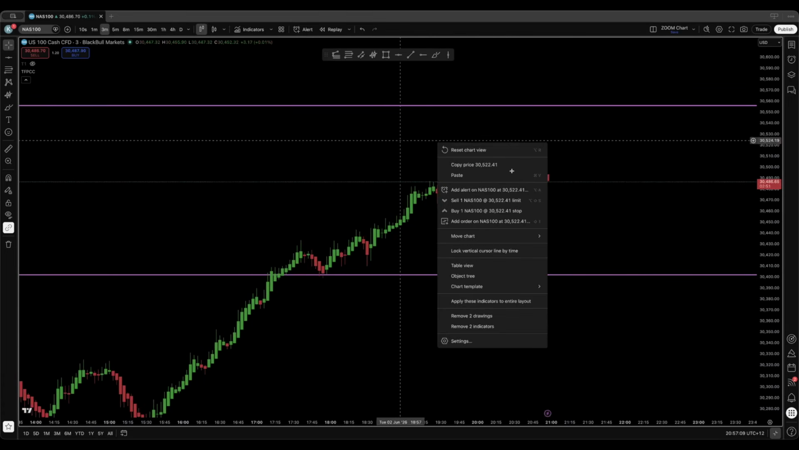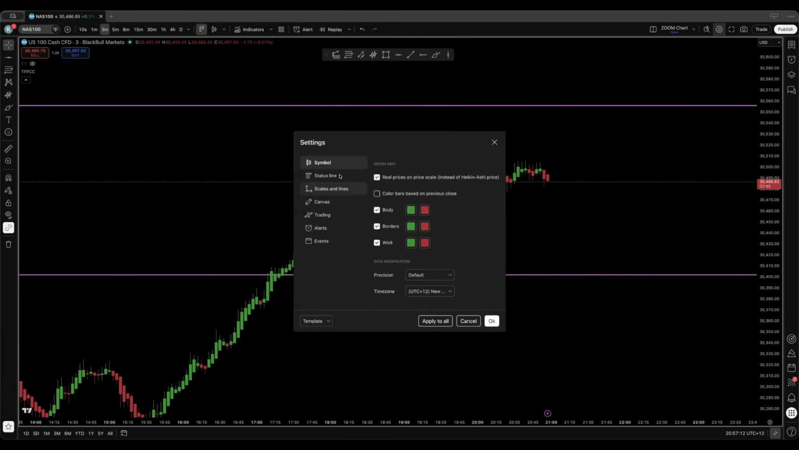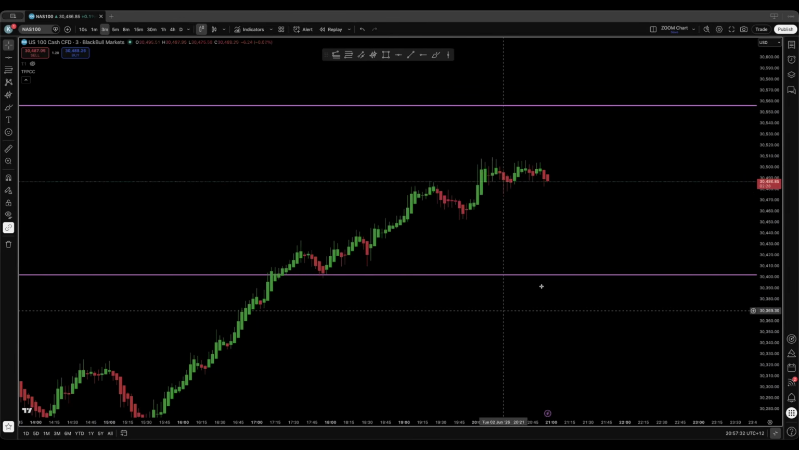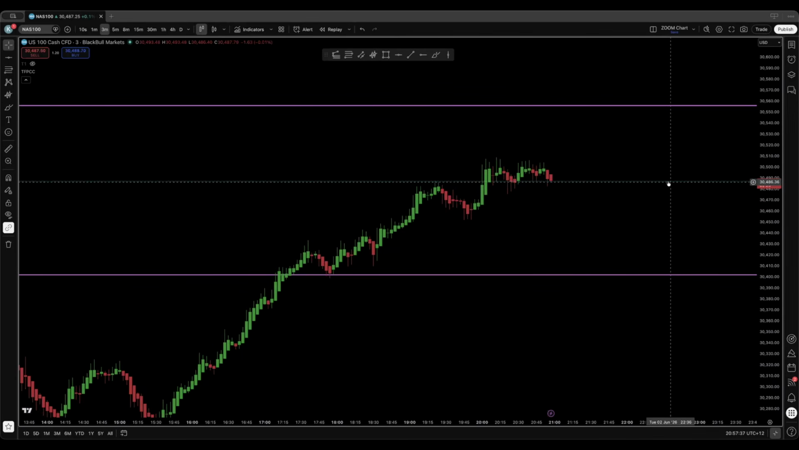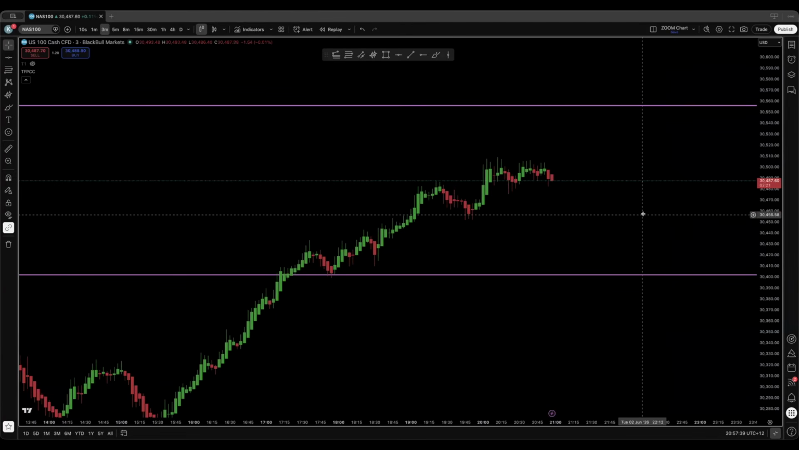It doesn't make a big difference, but there's one setting: if you right click anywhere in the chart and go to settings and go to symbol, I have this checked on real prices on price scale instead of Heikin Ashi. That's a standard setting. If you uncheck that, you'll see there's a Heikin Ashi price. Sometimes it's different. Now there's 86, 87. So sometimes there can be a slight difference, but I'm not exactly sure how that works because basically whatever candles we're trading with, the price you see is the current price that the feed is feeding us from your broker. So I think that's all.